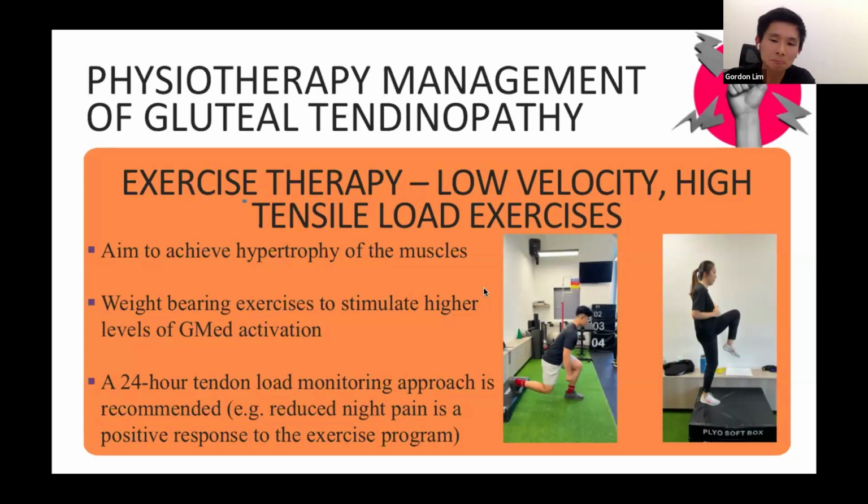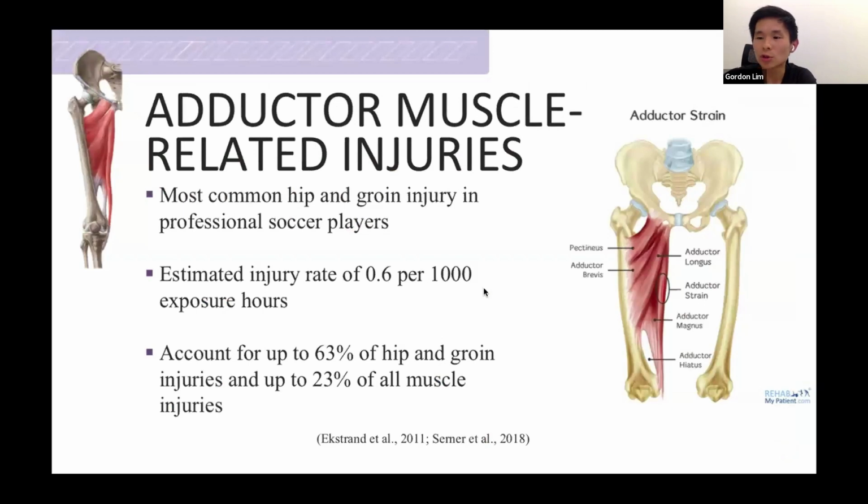Okay. We will now move on to the most common hip and groin injury, the adductor muscle related injury, right? So they are the most common, especially in professional soccer players. And according to Ekstrand et al., the injury rate is about 0.6 per 1,000 exposure hours. And of course, Werner et al. 2018 also found that adductor-related injuries account for up to 63% of hip and groin injuries and 23% of all muscle injuries.